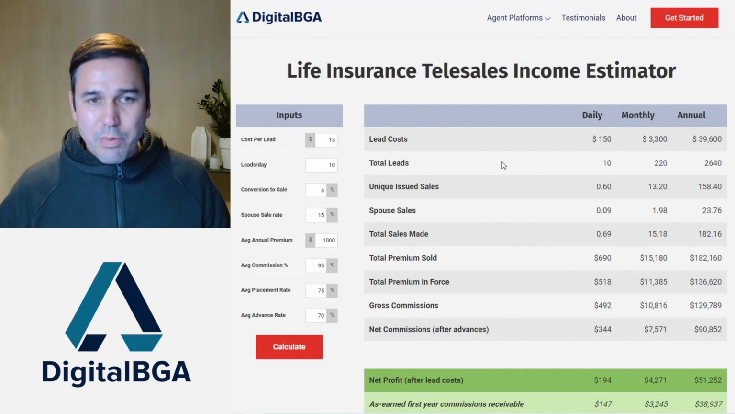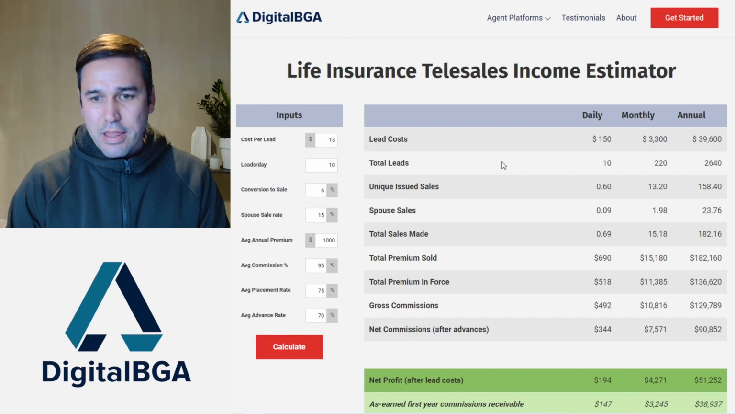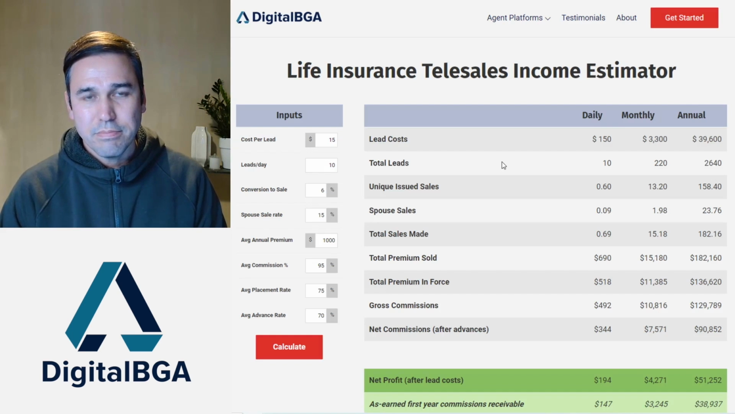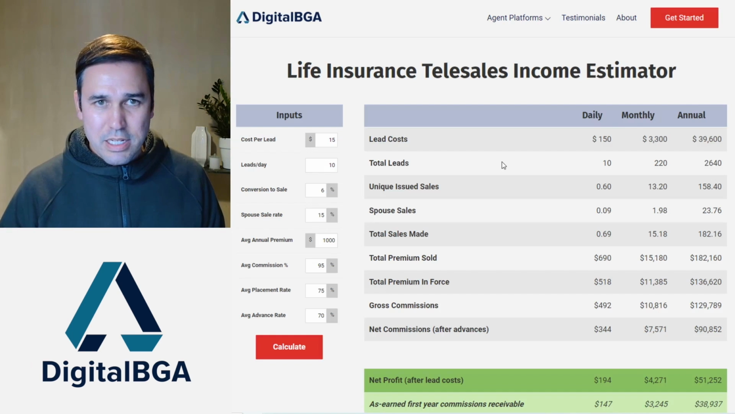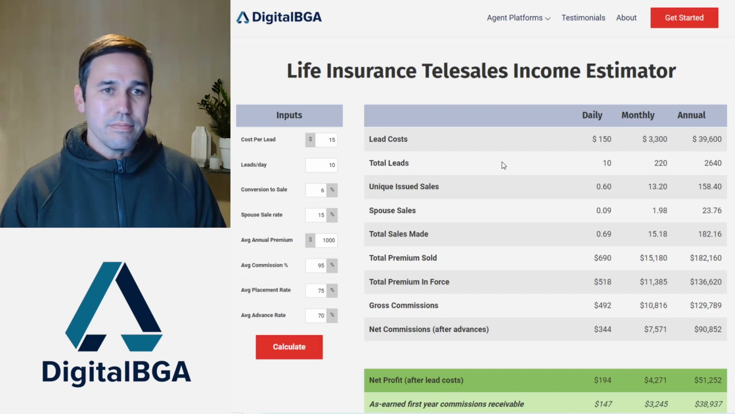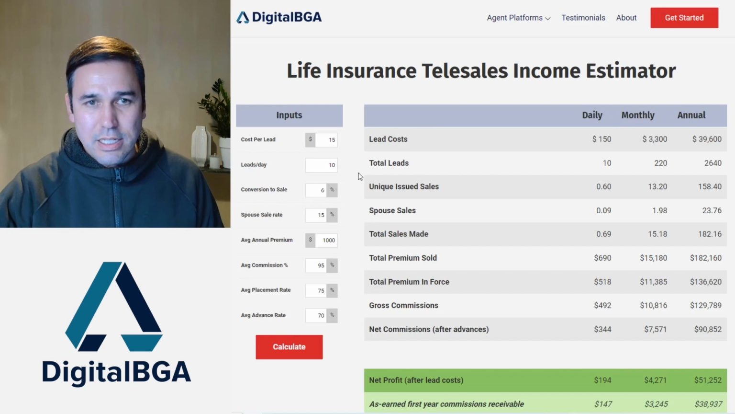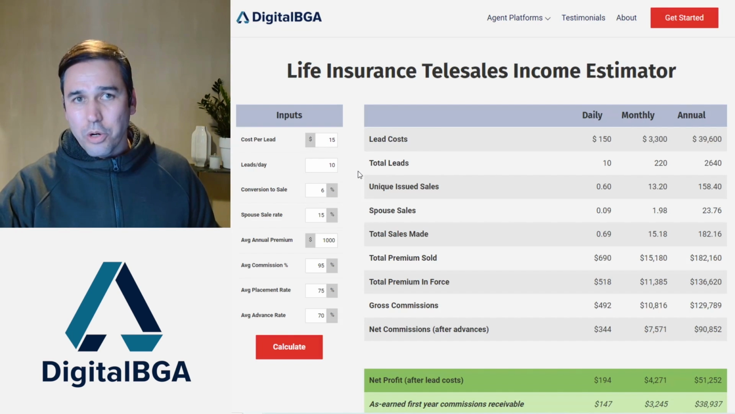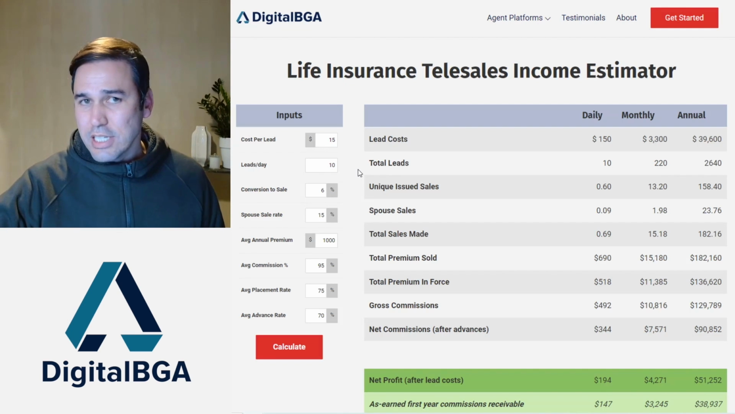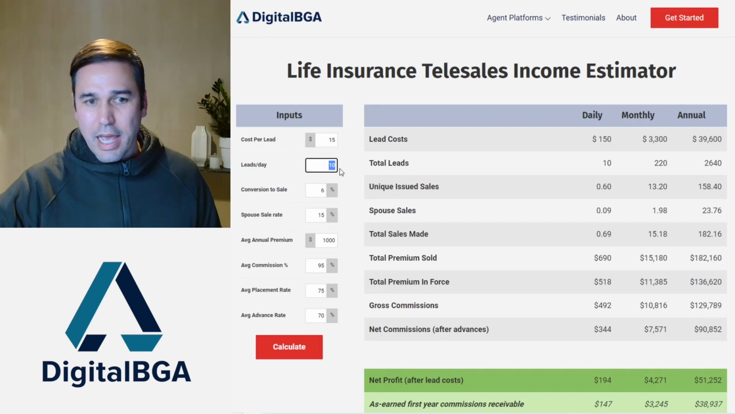So we have an agent working a web lead here. They think they're taking 10 leads a day because that's what they have ordered, but maybe they're only actually getting 6 leads a day. Maybe they stopped a lead order for a week and they didn't actually take 10 leads a day, and they actually had 6 leads a day.